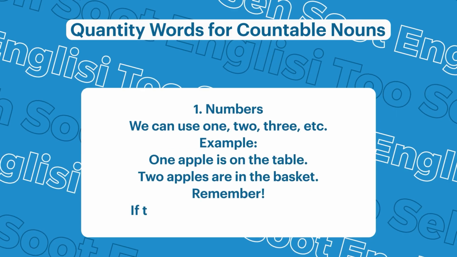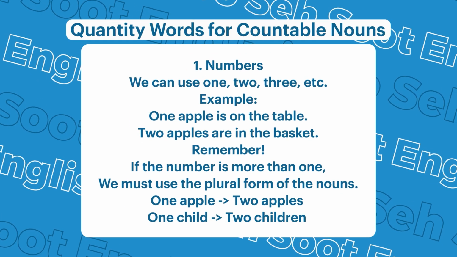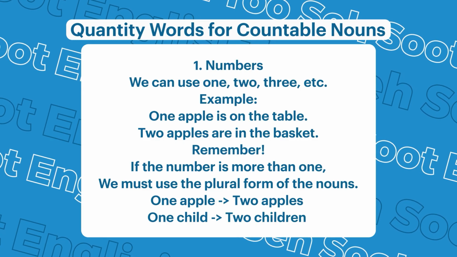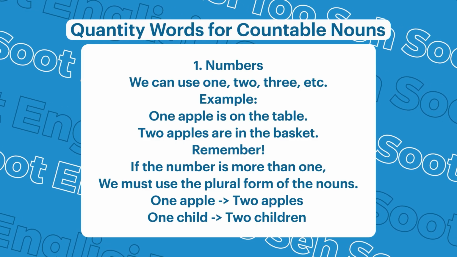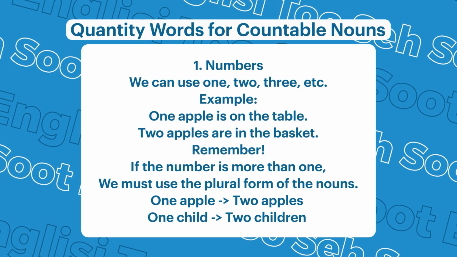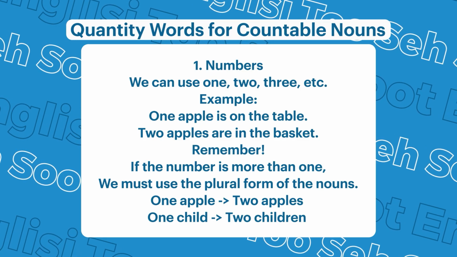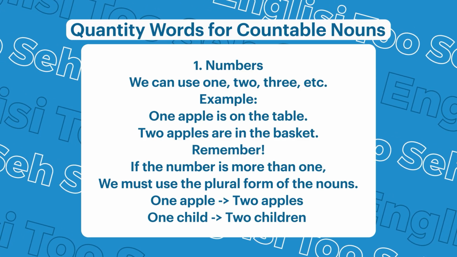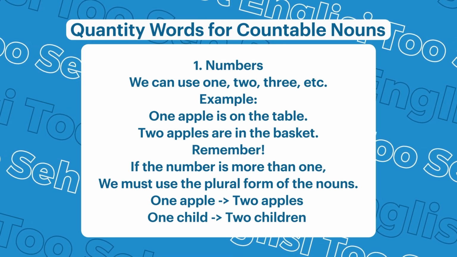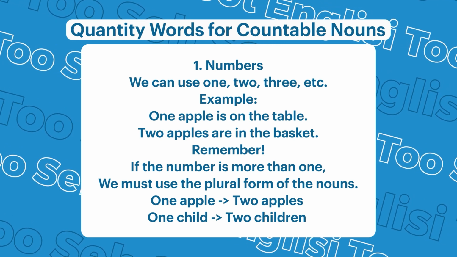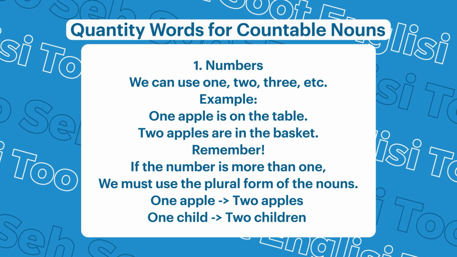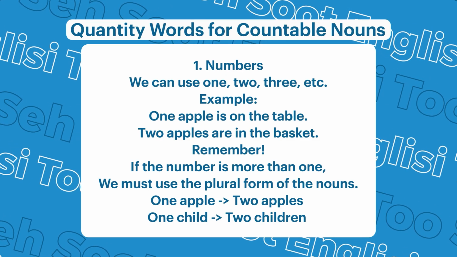Quantity words for count nouns. Number 1, numbers. We can use 1, 2, 3, etc. to count the nouns. For example, one apple is on the table. Two apples are in the basket. Remember, if the number is more than 1, we must use the plural form of the noun. So one apple becomes two apples, one child becomes two children.